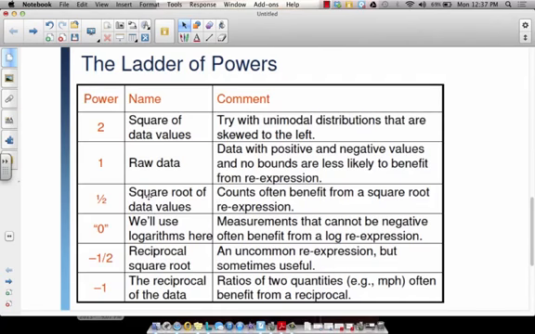All right, so we did the square root. Counts often benefit from a square root re-expression. So I didn't have counts. Well, no, I really did have counts of the number of people that were around. So that might or might not have re-expressed it enough for me. Now we're looking at this here: measurements that cannot be negative. So now we're going to take a look at logarithms. And we're going to re-express the y values, or basically the population in millions, to see if that gives me a better model.